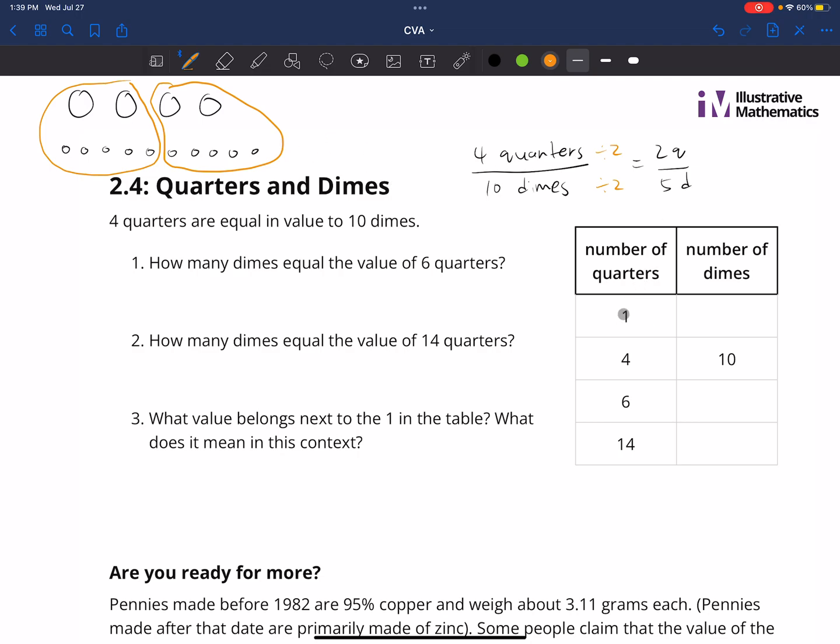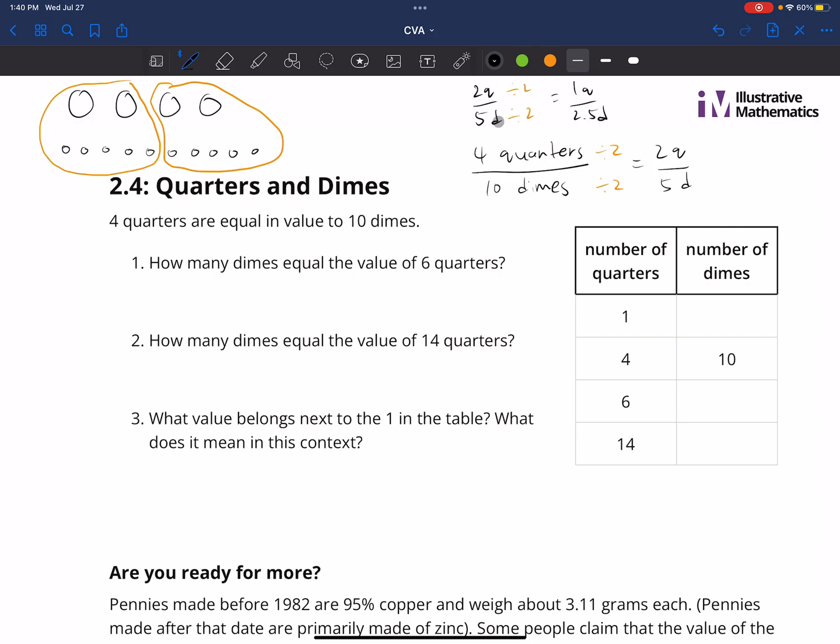Now the question is this: number of quarters. Well, how much is this one? So number of quarters, if I have just 1 quarter, how many dimes is that, right? To make it a little bit simple, I'm just going to divide this one by 2 again. So remember, 2 quarters is equal to 5 dimes. So I'm going to rewrite this. I'm going to divide the top by 2, bottom by 2. And that's going to be 1 quarter is equal to 2.5 dimes.